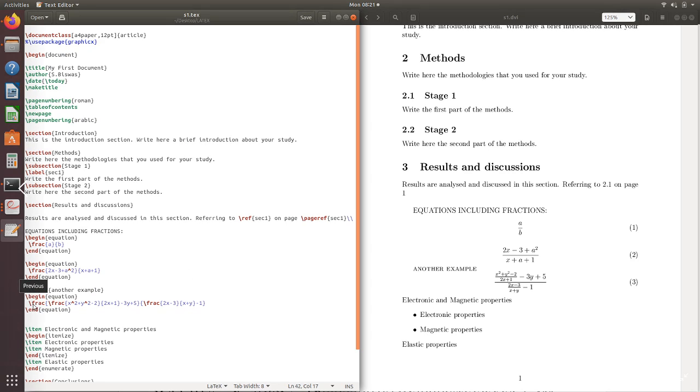Another example is here, that is frac. The fraction is starting here, and this is the starting curly bracket of the numerator, and this is the end of the numerator. So from here to here is the numerator, and in this numerator we have written a backslash frac. That means another fraction is started here, and within this curly bracket, x hat 2, that means x square, plus y hat 2, that means y square, minus 2, within here is a curly bracket.